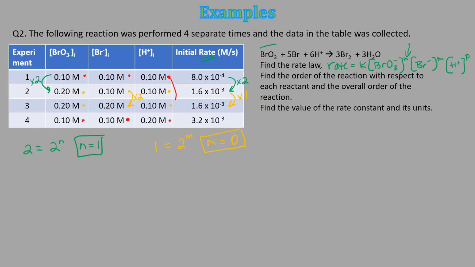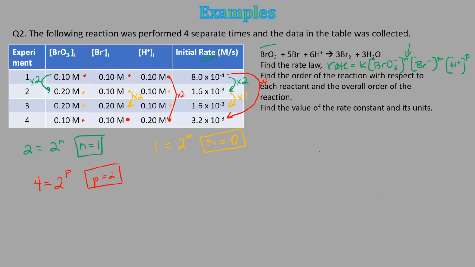So if I look at this one, hydrogen is going from 0.1 to 0.2, so that's times 2. And the rate is going from 8 times 10 to the negative 4th to 3.2 times 10 to the negative 3rd. So that is actually times 4. So my rate is increasing by 4, and then my concentration is doubling. So 2 to the P is equal to 4, so that means that P is equal to 2. So my order with respect to bromate is 1, bromide is 0, and to hydrogen is 2.